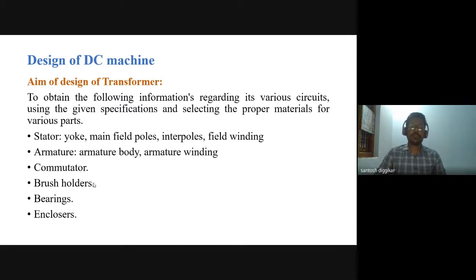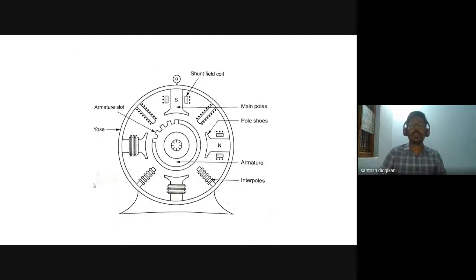Then enclosures. Fine. So if you see the DC machine from the front view, it will look like this. This center part, where there are slots, you can see there are slots here. These slots are used for accommodating the armature winding. So this is the armature. Okay, so we have to design the armature diameter and length. This part is nothing but a commutator, and these are the main poles.